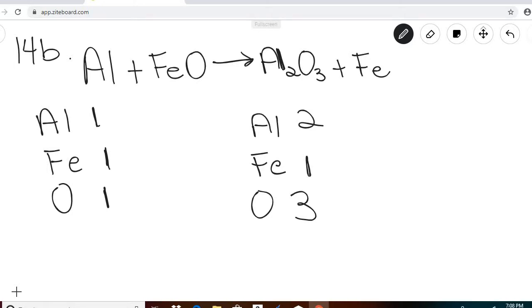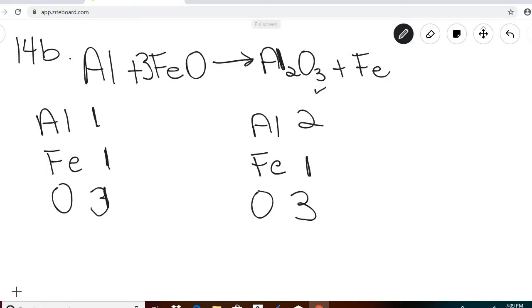Since we have 3 oxygens here, let's put a 3 in front of there. So now we have 3 irons and 3 oxygens. So we fix the oxygen. We have 3 irons and 3 oxygens on each side.